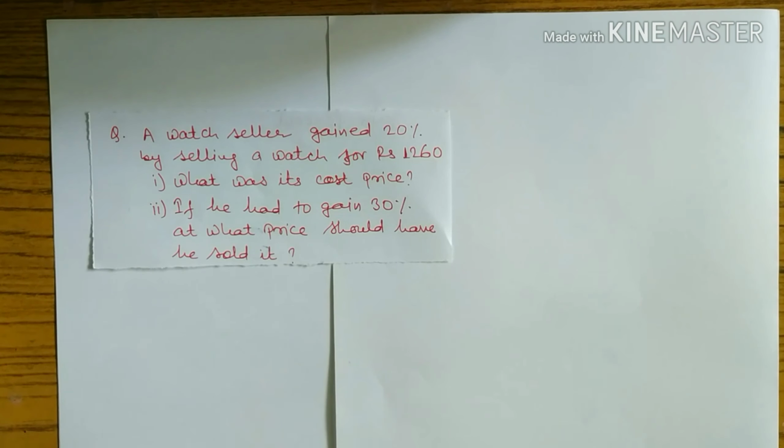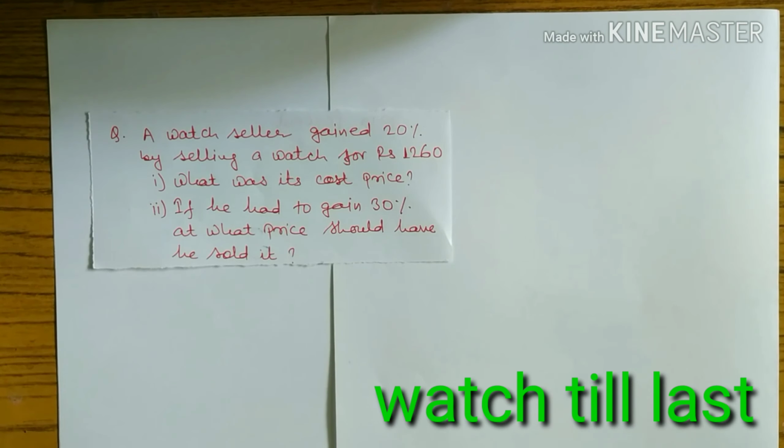We have a problem related with profit and loss. One question is here. A watch seller gains 20% by selling a watch for rupees 1260. When he sells the watch, he gains 20% profit. At what price will he sell? 1260. In number 1, what was its cost price? We have to find out CP.